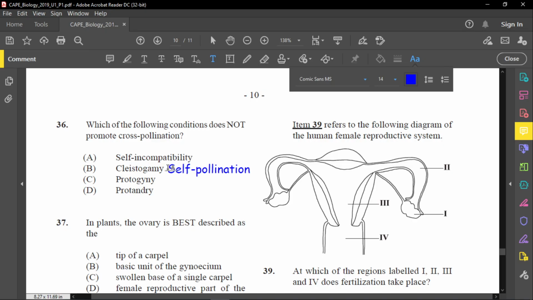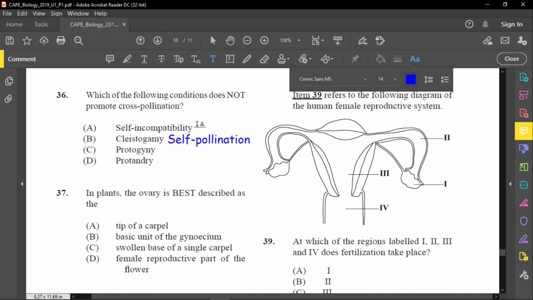All right, so just make a note of that real quick. Protogyny refers to when the female part matures before the male part, and protandry is when the male part matures before the female part. We just talked about that earlier, right? So it doesn't matter, any of them could aid in cross-pollination, right? All right, and of course, self-incompatibility, not compatible with self, means that it must be something else. So therefore, yes. All right, great.